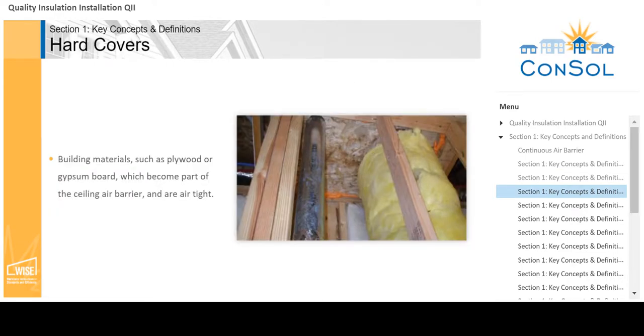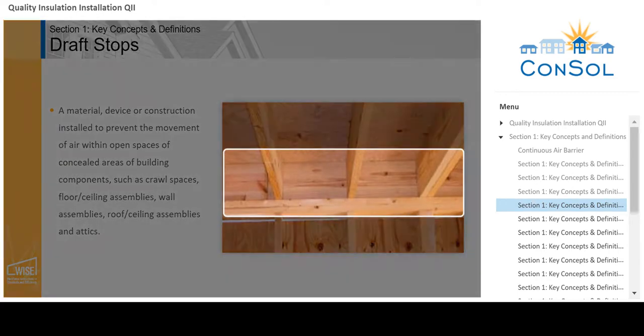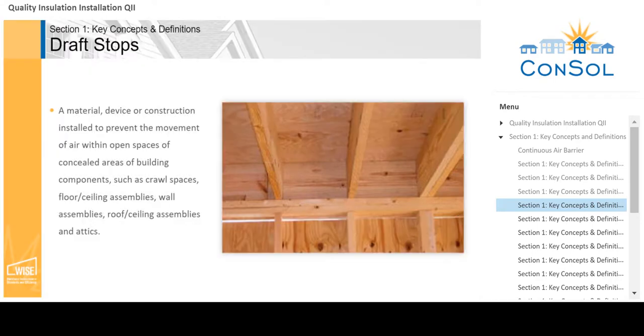Hardcovers are made from common building materials such as plywood or drywall. They are placed on top of chases and drop ceilings to create a uniform sealing air barrier. Any gaps, seams, or holes will need to be sealed to create an airtight barrier. Draft stops are installed to prevent the movement of air within open spaces such as crawl spaces, floors, ceilings, walls, roof assemblies, and attics. Draft stops are generally installed to meet fire code requirements and are not part of the air sealing measures. The only exception is if the draft stop is in alignment with the air barrier, in which case it will need to be made airtight.